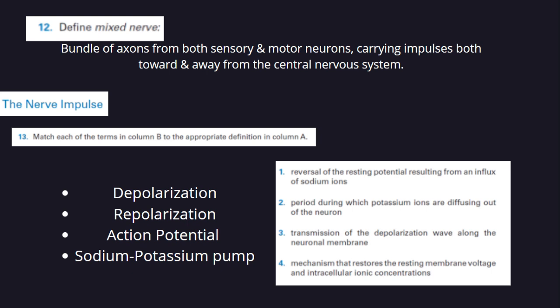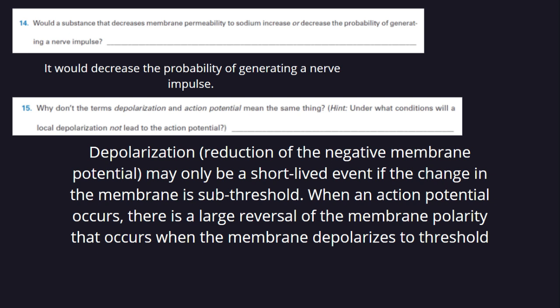Number 3. Transmission of the polarization wave along the neuronal membrane. Our answer is action potential. Number 4. Mechanism that restores the resting membrane voltage and intracellular ionic concentration. Our answer is sodium-potassium pump. Number 14. Would a substance that decreases membrane permeability to sodium increase or decrease the probability of generating a nerve impulse? Our answer is it would decrease the probability of generating a nerve impulse.